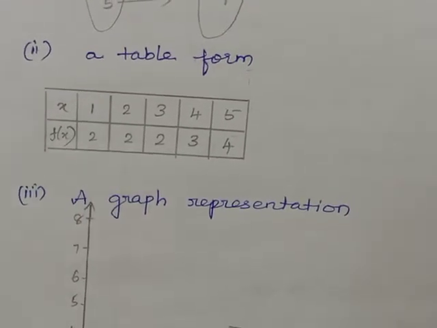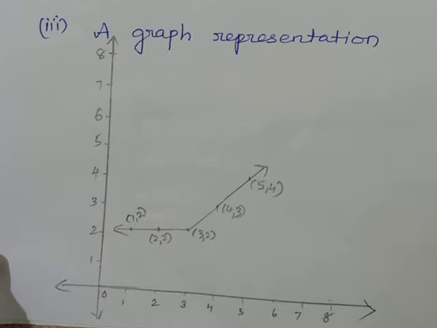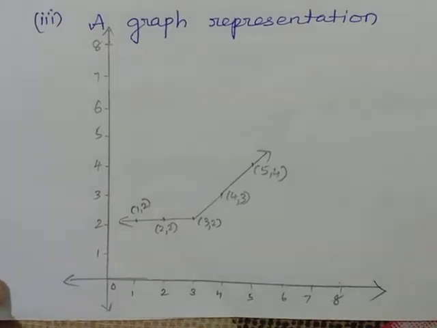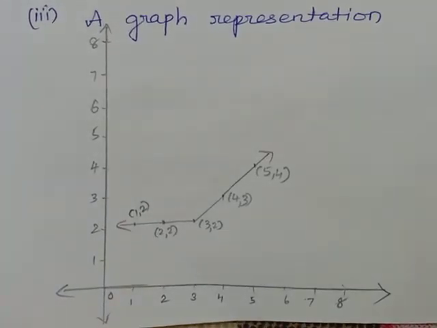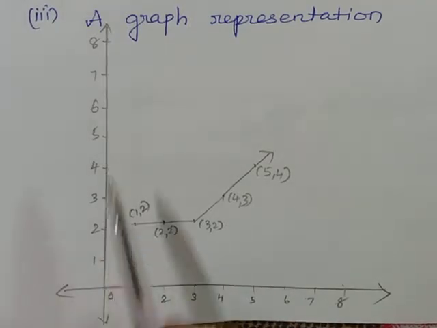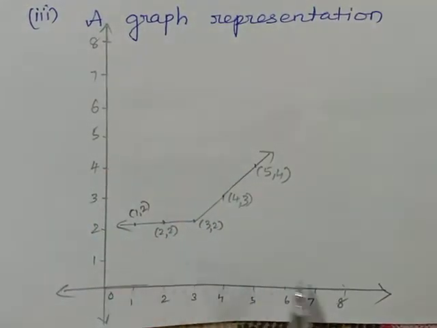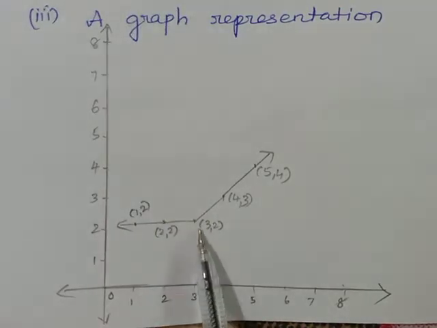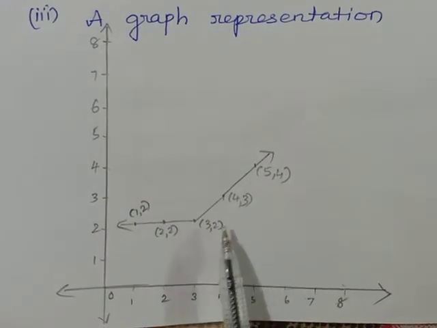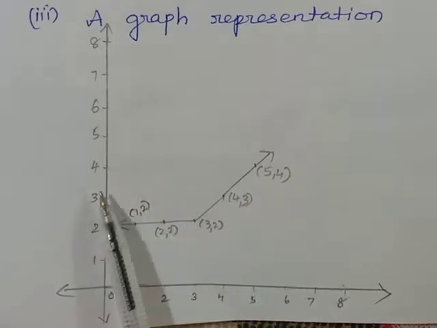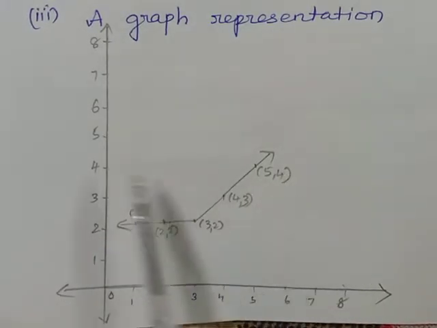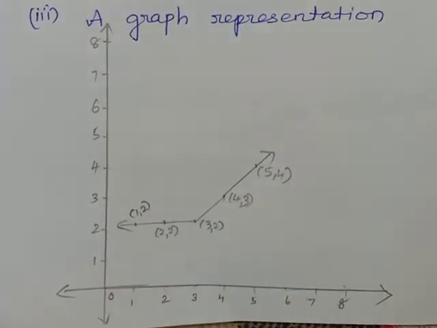Next, the graph representation. Draw the graph carefully with the help of the measurements of the scale. (1,2): 1 on the x-axis, 2 on the y-axis. (2,2): 2 on the x-axis and 2 on the y-axis. (3,2): 3 on the x-axis, 2 on the y-axis. (4,3): 4 on the x-axis, 3 on the y-axis. (5,4): 5 on the x-axis and 4 on the y-axis. So this is about your third sum.